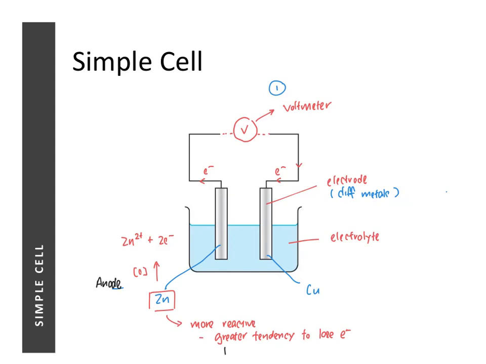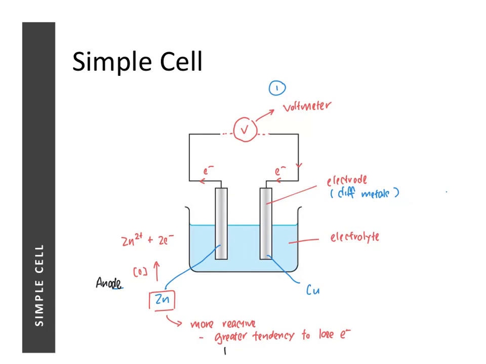Now after the electrons reach the electrode on the right, what is going to happen? Can copper take in the electrons? The answer is no, because copper is also electron rich. It doesn't want to take in the electrons. So what can take in the electrons? Now we need to look at the ions in the electrolyte.